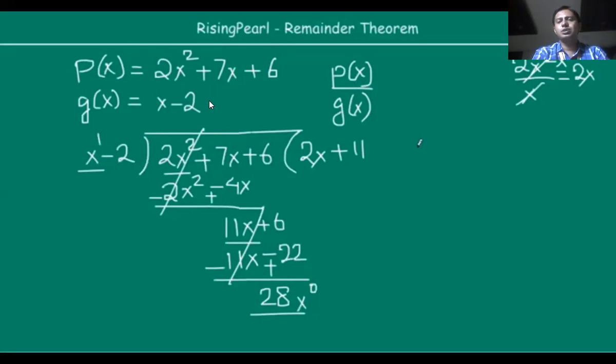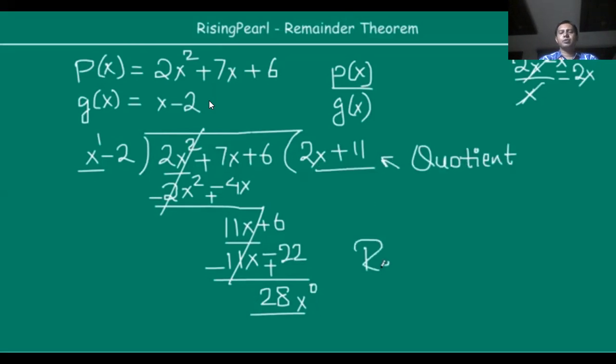So we got the quotient here by the long division method as 2x plus 11, and the remainder as 28x raised to power 0. So the remainder is 28x to the power 0 and the quotient is 2x plus 11. Now we'll talk about the remainder theorem.